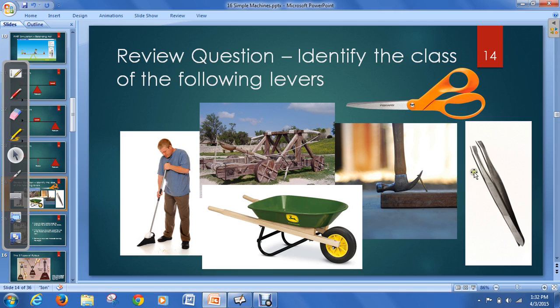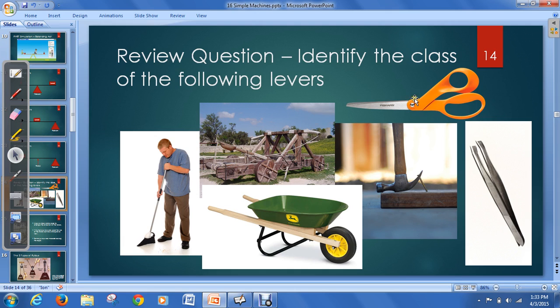Nail clippers are going to be a third class lever again. You got the fulcrum down here. You got the, these aren't nail clippers. These are tweezers. You got the fulcrum right here, you got the force right here, and you got the load up here. So again, the force is in the middle. So this is a third class lever.